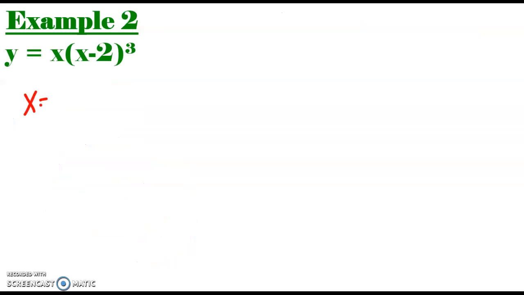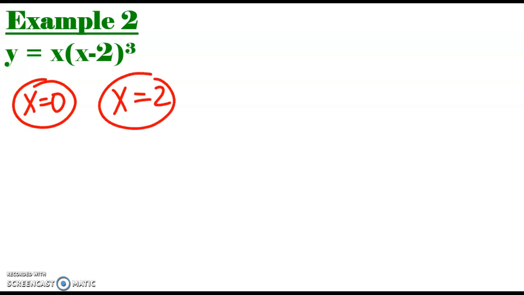Here, you have an answer of 0. It only happens once, so that's good. You have an answer of 2, but since it's a degree of 3, this answer of 2 has a multiplicity of 2. Woo! I made it.